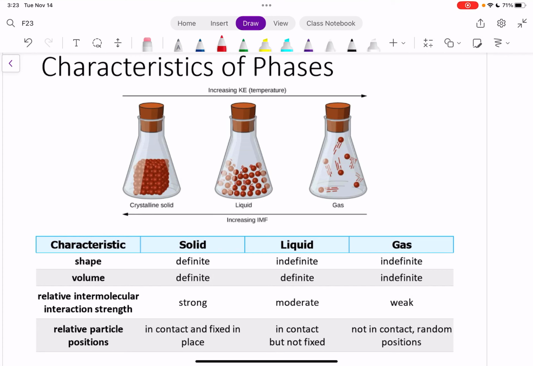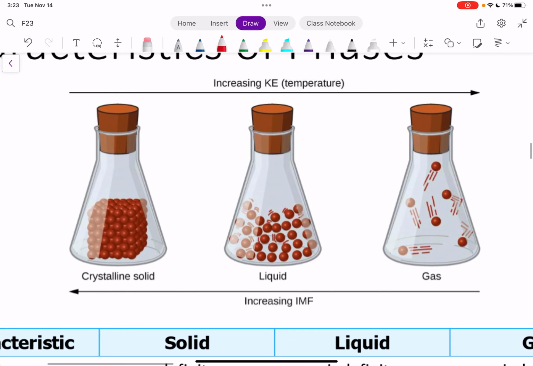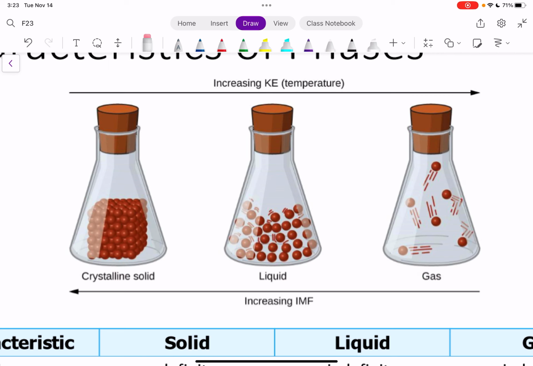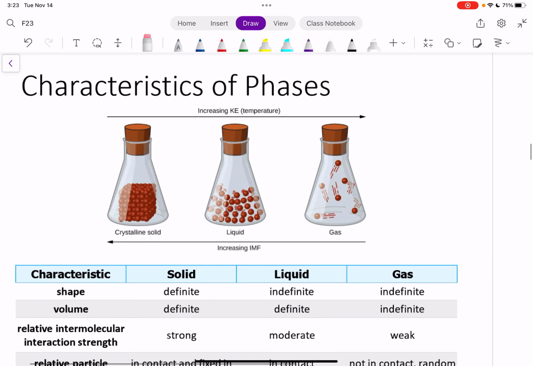In this video, we're going to continue talking about some characteristics that we see in these different phases, and then we're going to talk about pressure. So looking at this picture here, we've seen this several times, right? This is a solid, a liquid, and a gas, and we can compare these things. We've talked about the shape and the volume of these different types of phases, right?